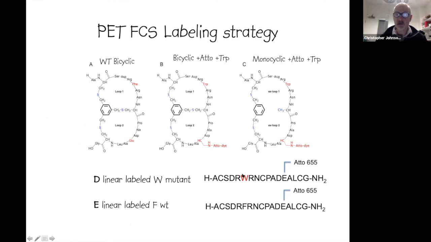We can substitute the linear peptide with tryptophan, have the dye in the same position. We can then have a monocyclic version of this peptide, which is cyclized here with a single link, and then a bicyclic version of the peptide. Again, these both have the tryptophan quencher in the sequence, and then here is the unlabeled bicyclic peptide.